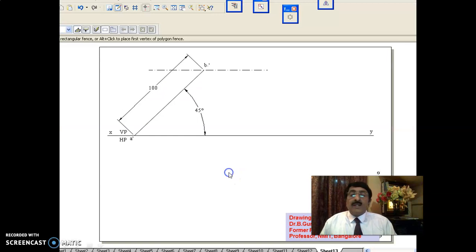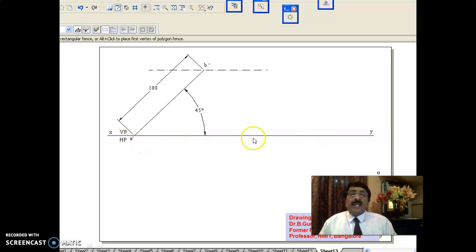See here, there is a problem where one end of the line is touching HP and the other end of the line is touching VP. In that case, you can find the shortest distance of this line from the intersection of HP and VP. Anyway, you will know shortly.